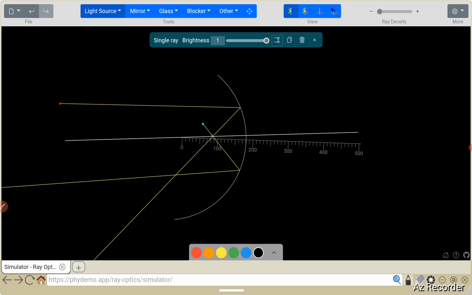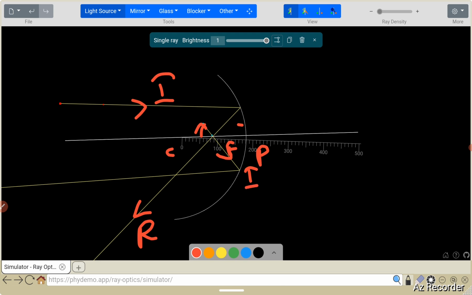Object is taken here between center and focus. Then the light rays are the same, correct? One is a parallel light ray, and then the reflected ray is passing through focus. That is the same for all the objects. Now this one is the ray which is passing through focus.